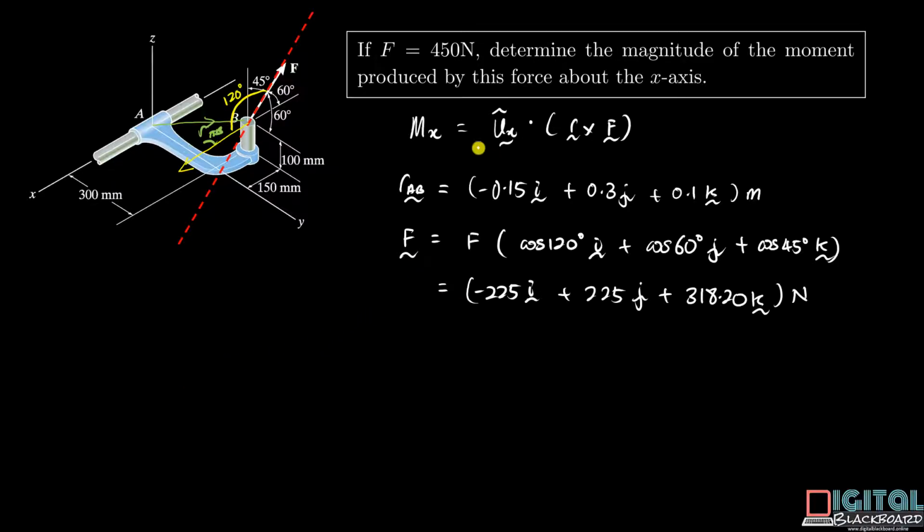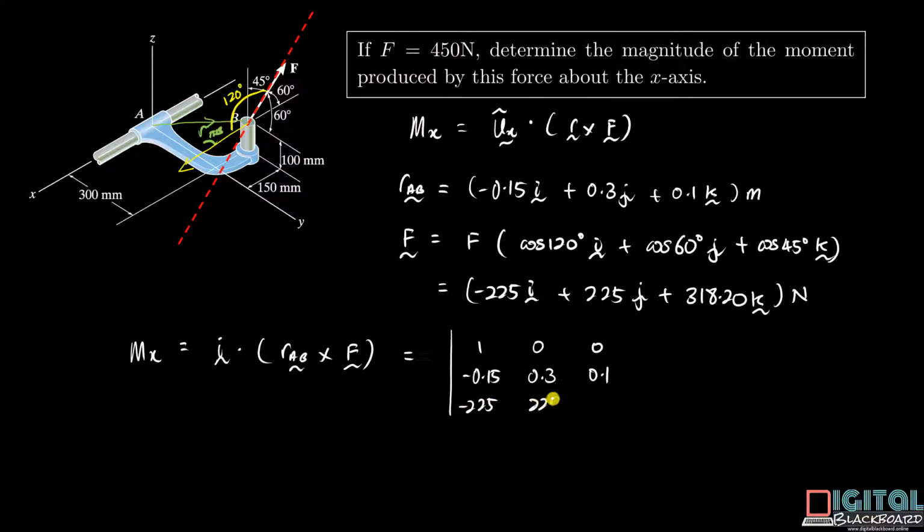So finally, using this formula here, we can compute the moment about the positive x direction. Mx is equal to the unit vector in the positive x direction, which is simply i, dot RAB cross F. And in determinant notation, this is equal to 1, 0, 0, minus 0.15, 0.3, 0.1, minus 225, 225, 318.2. Now this once again can be computed using a calculator.